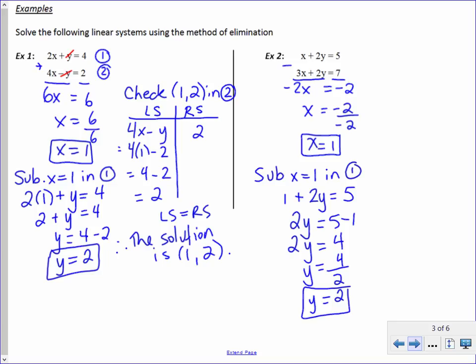Wait, why do you subtract instead of adding? Where? Here? At the very top. Because these are the same signs. So if I added 2y plus 2y, I would get 4y. Oh.